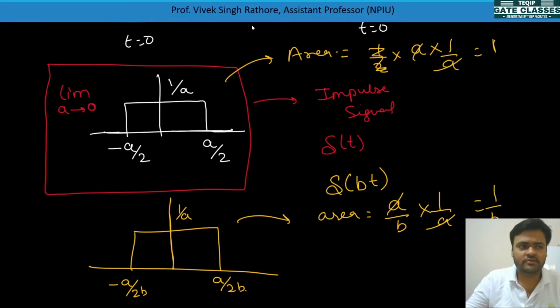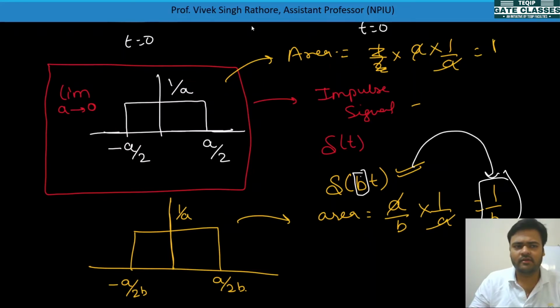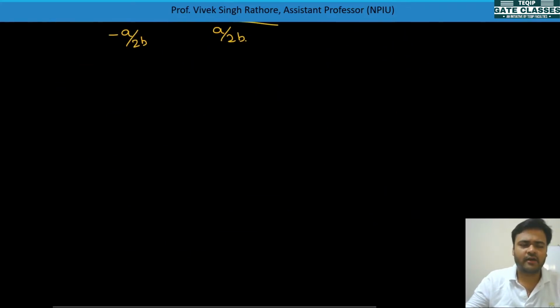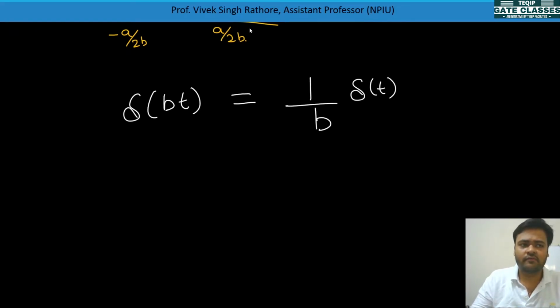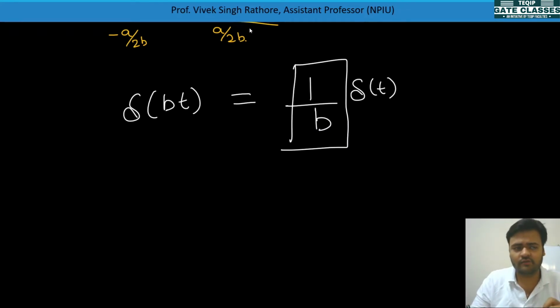So what we have concluded is, whenever we apply the time scaling property with scaling factor b to an impulse signal, you get area as 1 by b. That is why I told you, whenever we do delta bt, you will get 1 by b into delta t, because in front of an impulse signal you generally write the area of that signal.